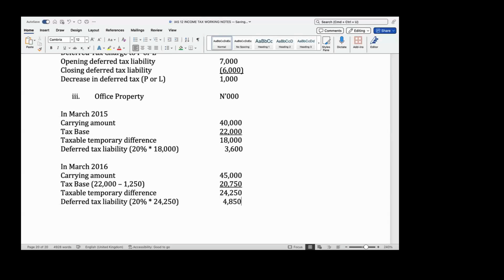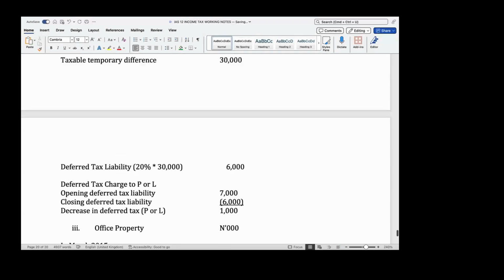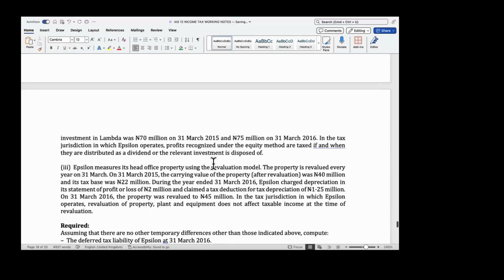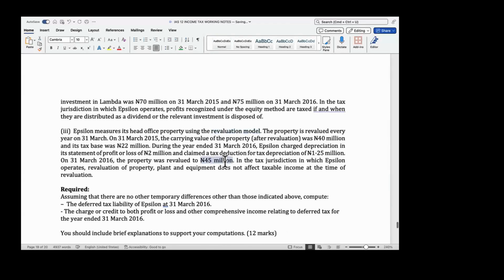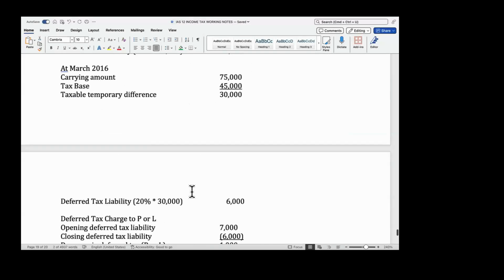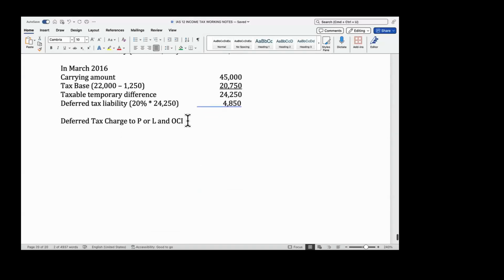Okay, now there's a technicality here. I'll show you now, which is the deferred tax charge to profit or loss and OCI. Why I'm saying OCI, because since this asset is valued at revaluation model, that means they revalue the asset to 45. That means there was a revaluation surplus that will have gone to OCI. So the deferred tax related to that amount would go to OCI as well. So I need to get how much of the deferred tax goes to OCI.